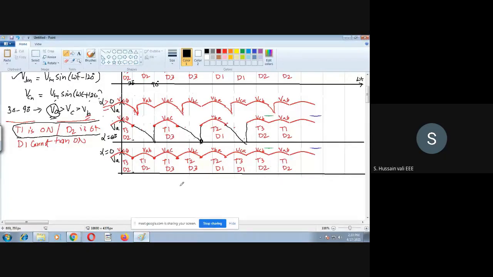For alpha equal to 90, this is 30, this is 90, whereas this point is 150, this point is 210. So alpha equal to 90, you find that from 30 to 90, that is 120. Till this point, the delay will be. So till this point, what you have to do is erase everything.